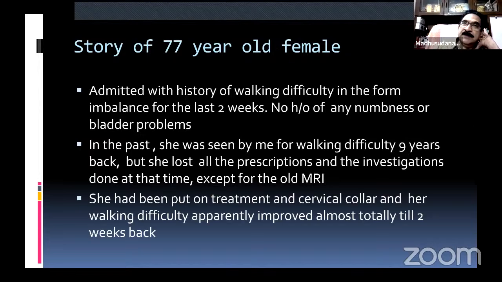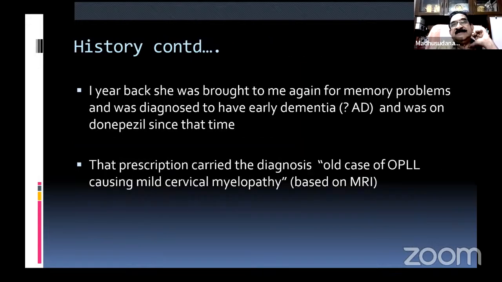At that time, 9 years back, when she had consulted me, she had been put on treatment and a cervical collar, and the walking difficulty apparently improved almost totally till 2 weeks back with the present complaint. But one more story is there. In fact, I had seen her 1 year back for some other complaint. She was brought to me again for memory problems, and she was diagnosed to have early dementia. I diagnosed Alzheimer's disease and put her on donepezil since that time. Probably I must have done an MRI brain at that time.